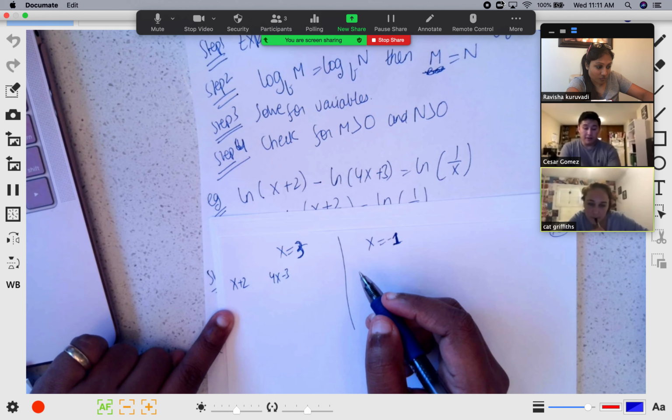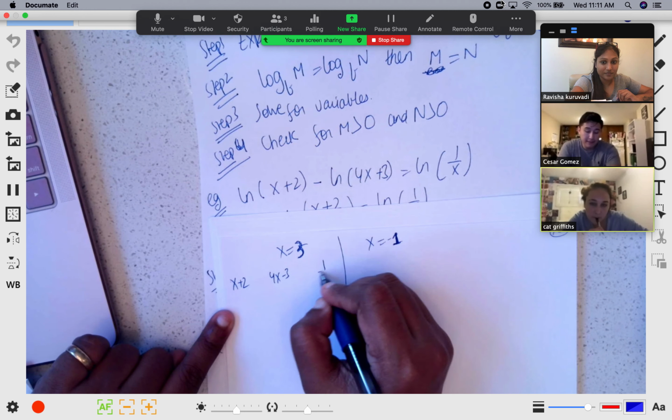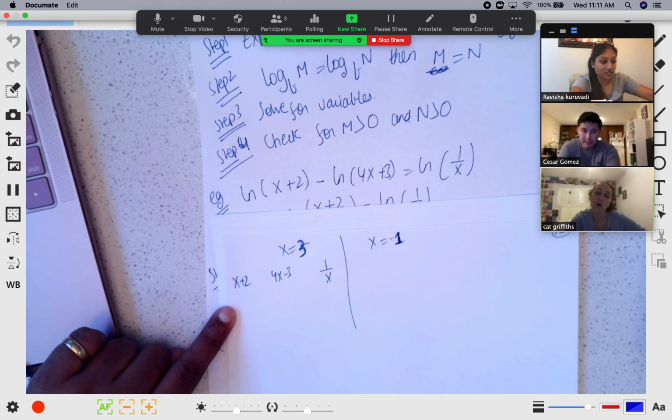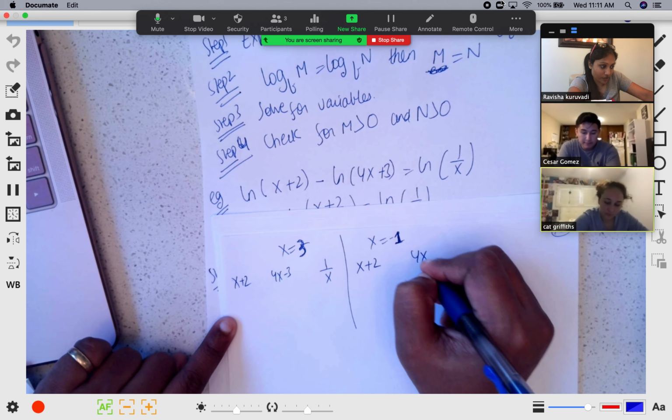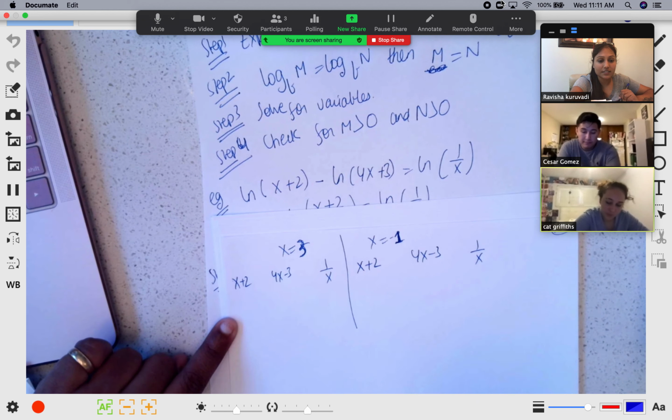The same thing. 1 over x also. Because this is also next to ln, right? Yeah. So all of these, 4x minus 3 and 1 over x, all of these. So I'm going to check in all of this.